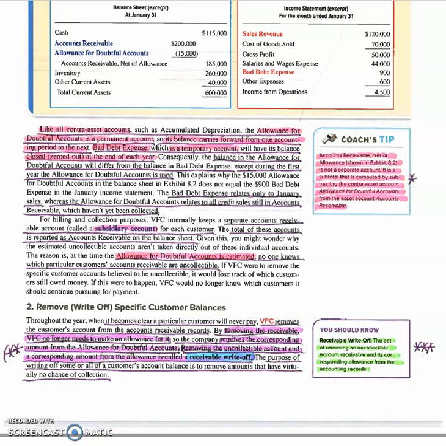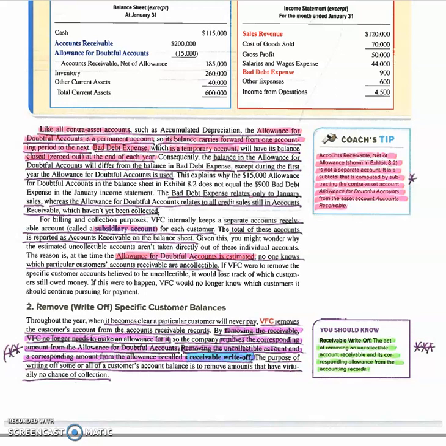So we reduce the allowance, and we reduce accounts receivable by the same amount. And so, as I said in the last video, net accounts receivable does not change as a result of a write-off of an individual customer account. Now again, let's just pretend we have $100 in accounts receivable and $10 in the allowance for doubtful accounts. So our net accounts receivable are $100 minus the $10 allowance. It gives us a $90 net accounts receivable balance. That's what we call net realizable value.